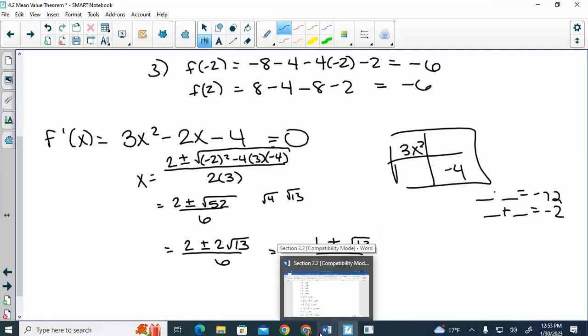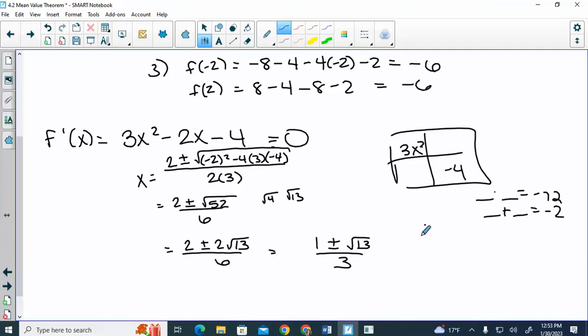That may be a little harder for you to verify. It should fall between -2 and 2. If we wanted to check, we could use our calculator here and verify 1 plus the square root of 13 divided by 3 is 1.535. When you do the minus, it's -0.8685. So both of those do fall between -2 and 2. So this time we got 2 values in our interval that worked. So your choice. That's Rolle's theorem.